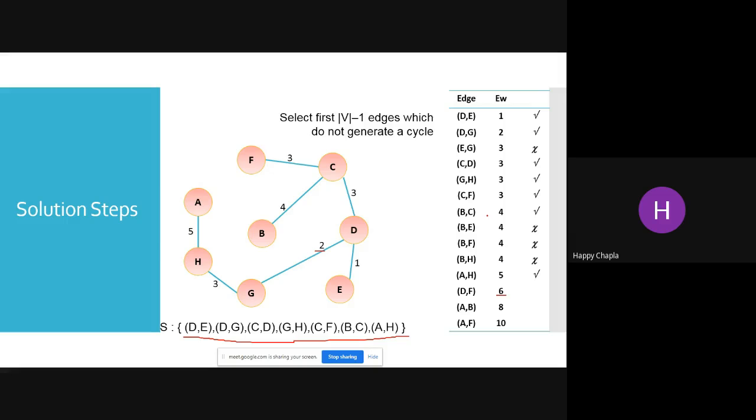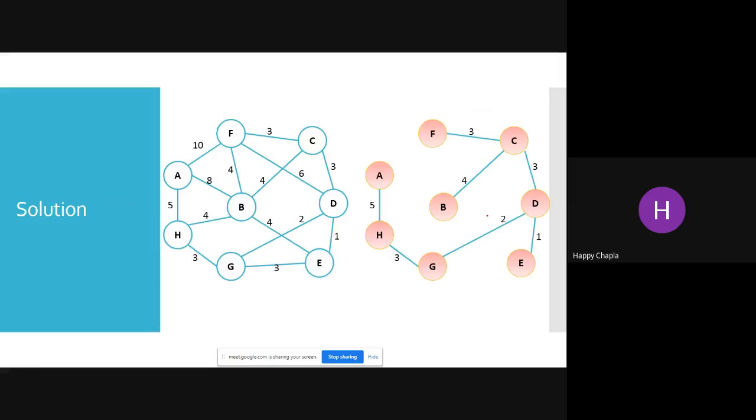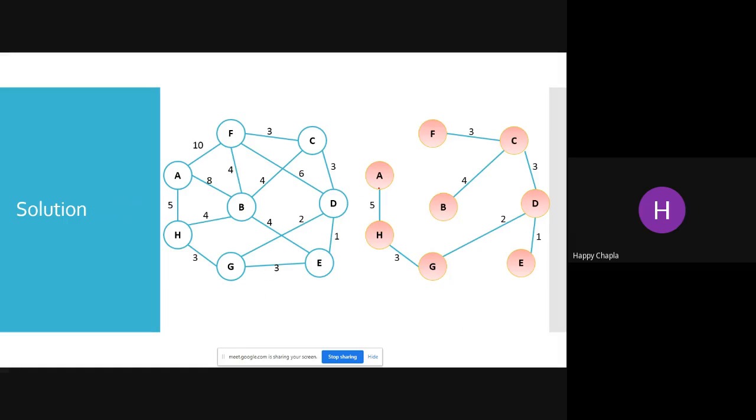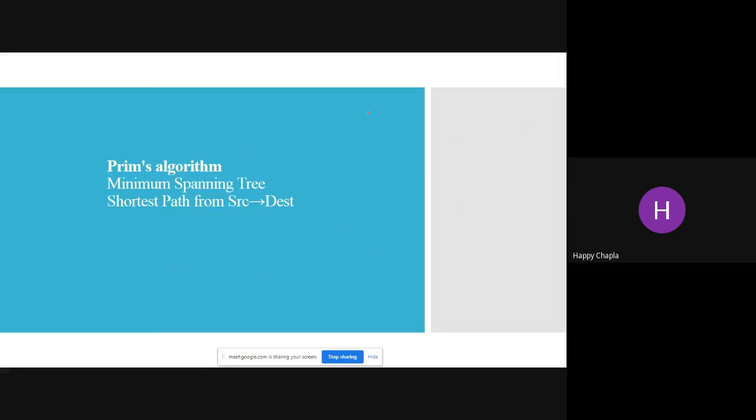Okay, so now the next is you have to give the total. So you can add every number which we had discussed over here and write down the total cost of that particular tree. So this is your Kruskal's algorithm minimum spanning tree method. Okay, so this is the solution of our graph, and this is your minimum spanning tree which we had discussed using Kruskal's algorithm.